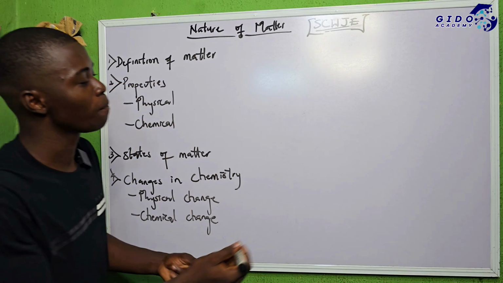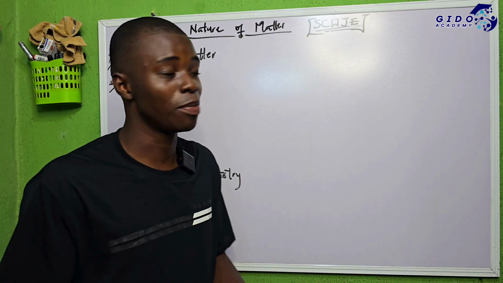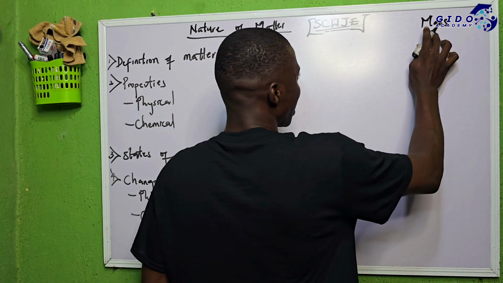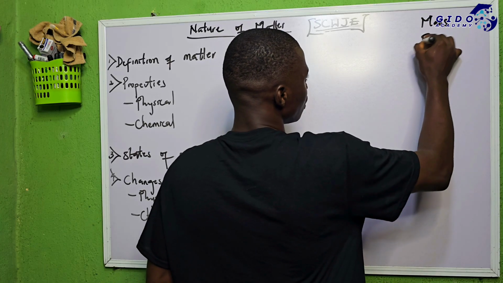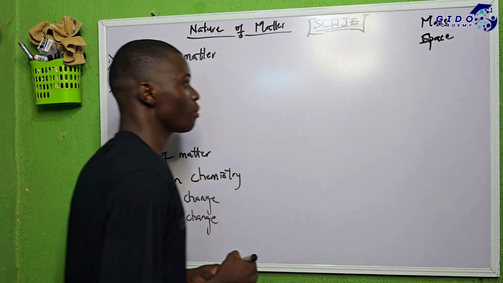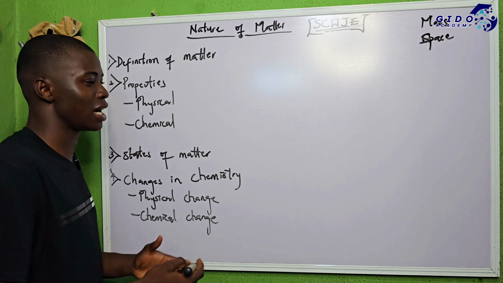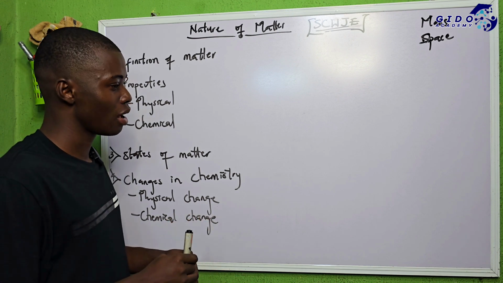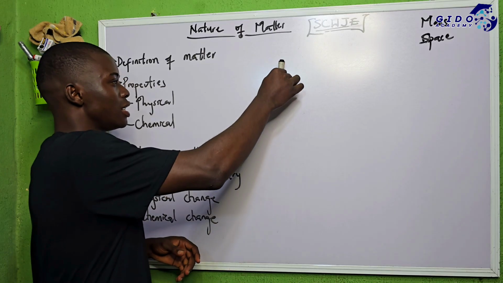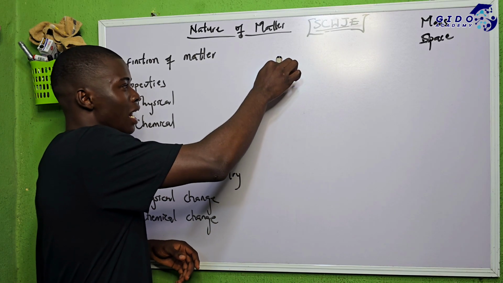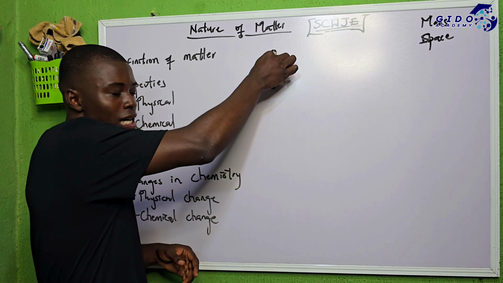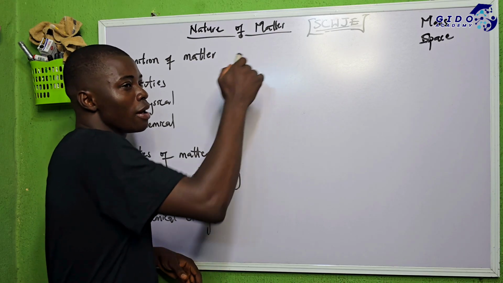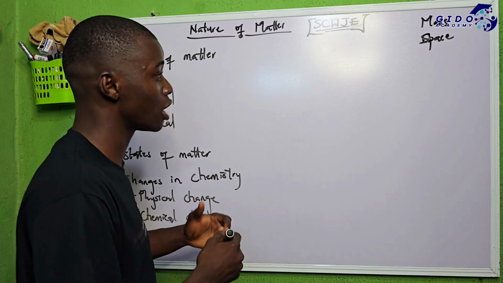Like what we always say, matter is anything that has weight and occupies space, but in chemistry we always use this term: matter is anything that has mass and occupies space. So anything at all that has mass and has the ability to occupy space is called matter. What I mean by that is, this is a marker. If I place this marker here, can I place another marker in the same spot? The answer is no. So as long as I cannot place another marker in the same spot, we call this matter, because it has weight and it can as well occupy space.